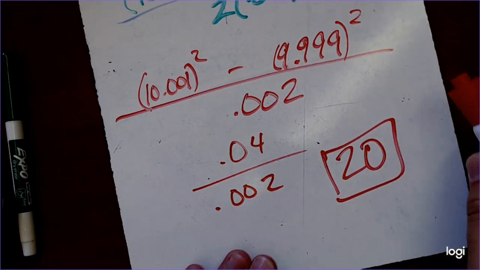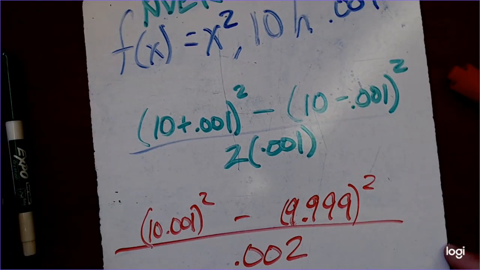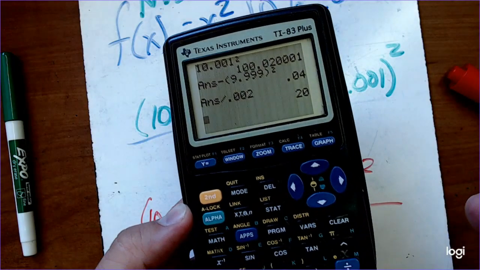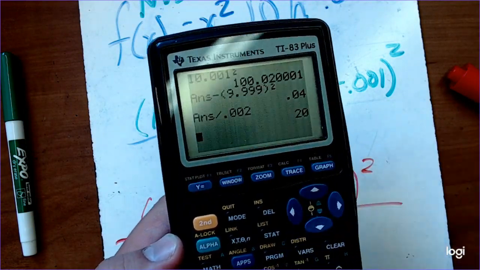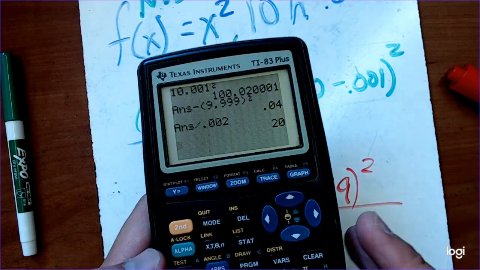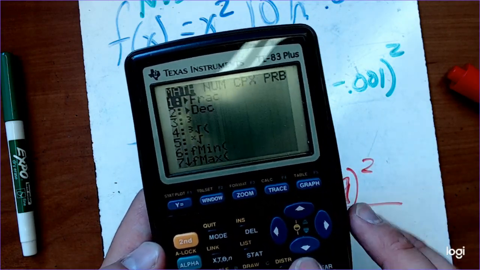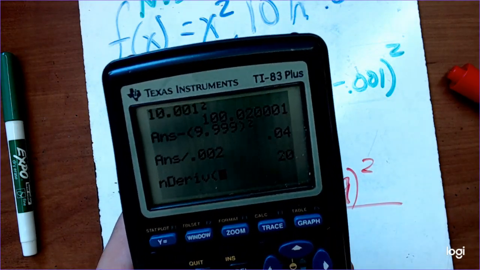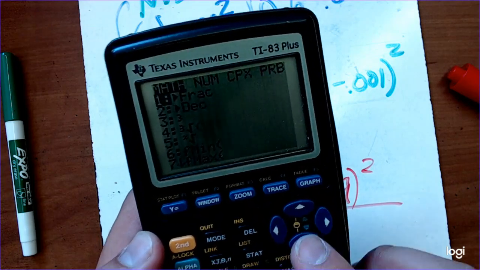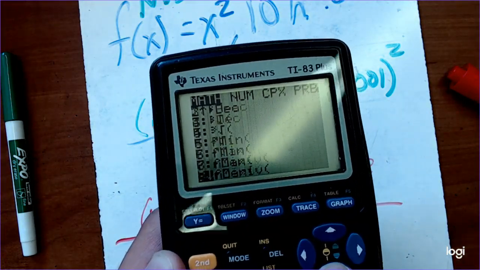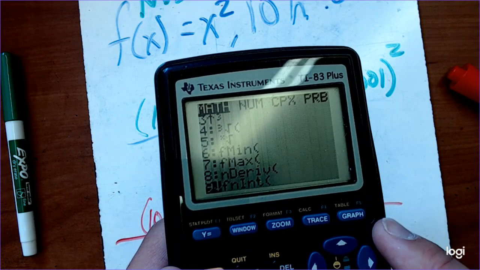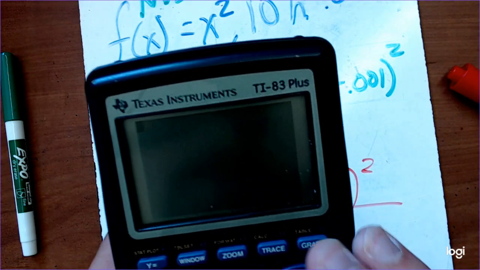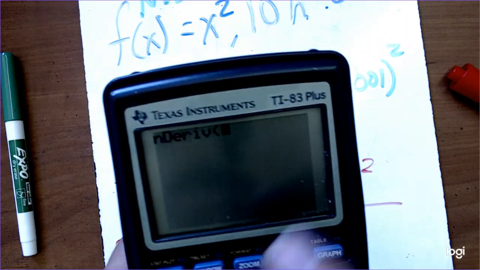Now let's talk about how to do this exact same thing on a calculator. On your TI-83 or TI-84, your Texas Instruments calculator, you're going to press the math button, and then you're going to press the number 8, and it's going to give you nDeriv. The reason we're pressing the number 8 is because if we didn't, we'd have to press the math button and then scroll all the way down to item number 8, which is nDeriv. So math 8 gives me nDeriv.